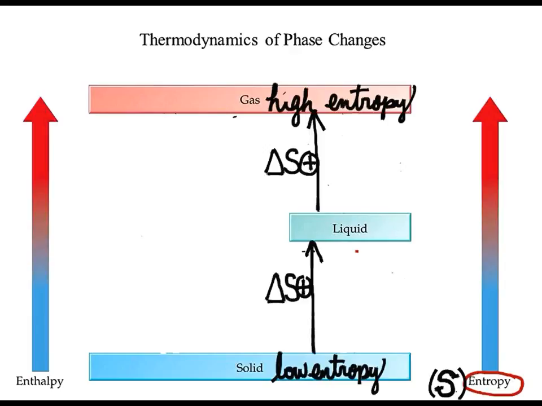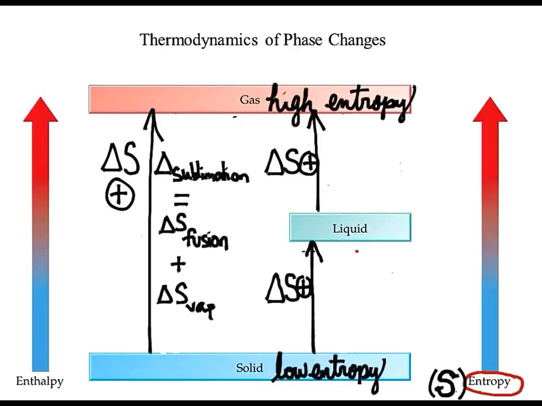Entropy is increasing. That's also true going from the liquid to the gas phase. Delta S is positive. And of course, it's also positive if we go from the solid to the gas. And this delta S is also the sum of the delta S of fusion and the delta S of vaporization. Hess's law also applies to entropy because it is also a state function.